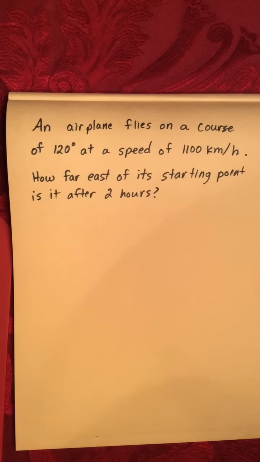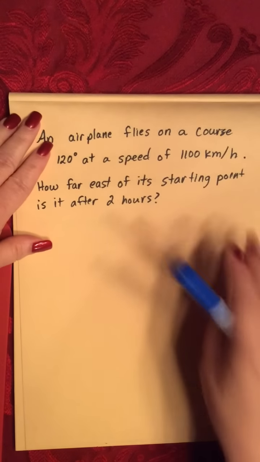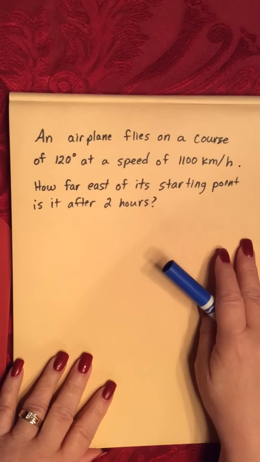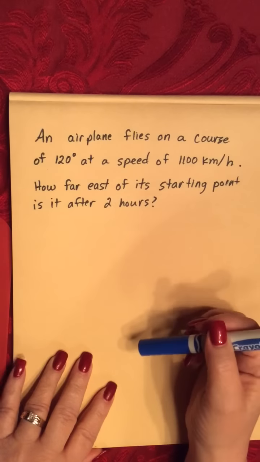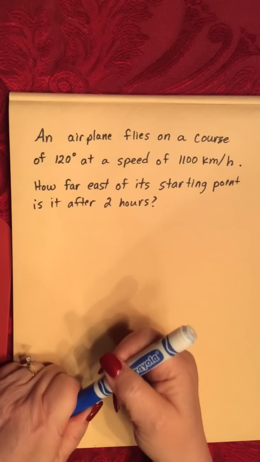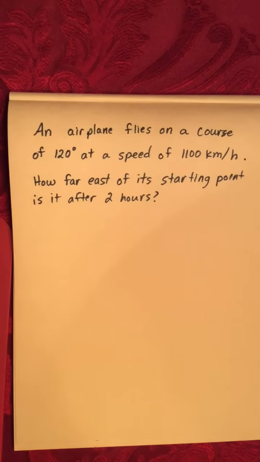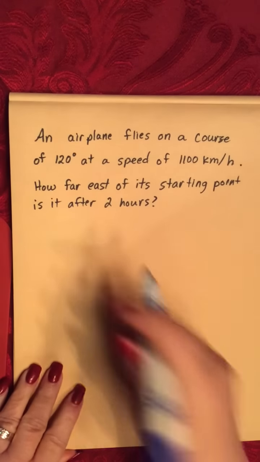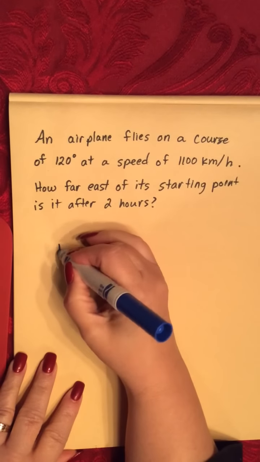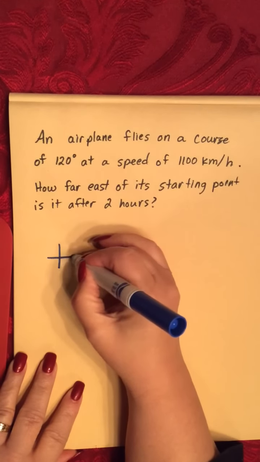All right, it says an airplane flies on a course of 120 degrees at a speed of 1,100 kilometers per hour. How far east of its starting point is it after 2 hours? Okay, so we will start right here.